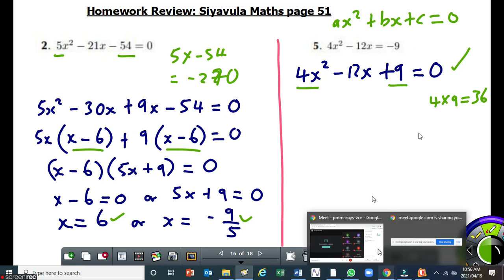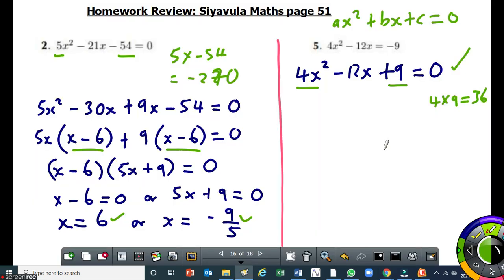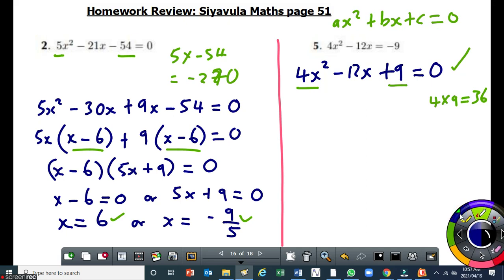Which two factors of 36 add up to minus 12? Right. Yes, so minus 6 and minus 6. It's going to be minus 6 and minus 6. So our next step is to write 4x squared minus 6x minus 6x plus 9 equal to 0.